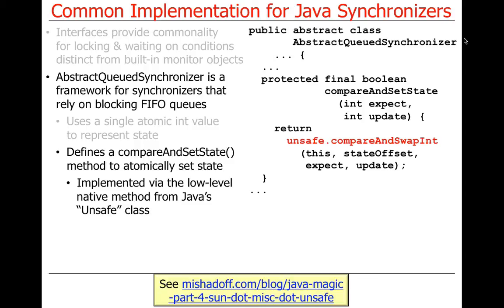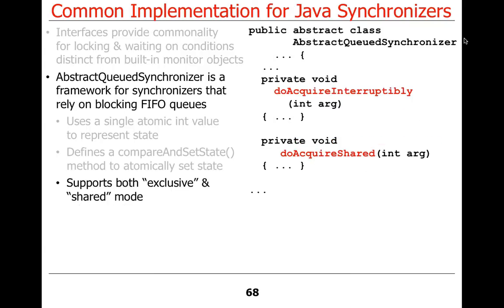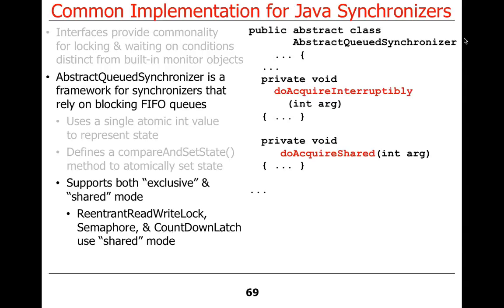So there's this thing called the unsafe class, and we'll look at that a little bit later in more detail. Another thing that's provided is both exclusive and shared mode. Exclusive mode means just one thing at a time, so like a reentrant lock provides exclusive mode. But some synchronizers, like read-write lock, give shared mode, so multiple things can be sharing access at the same time.